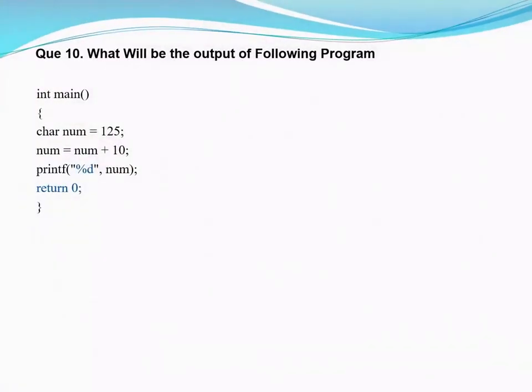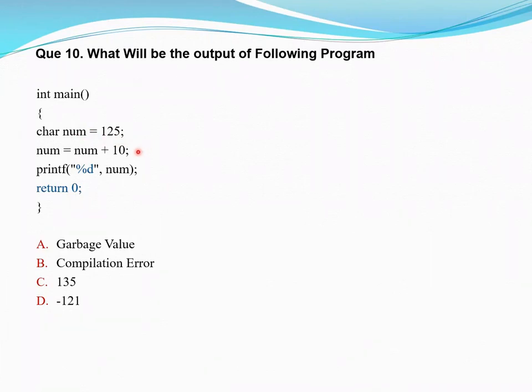So this is our question number 10. What will be the output of following program? The program is given here and you have to tell the output of this program. These are the options from where you have to select one answer. In this program, a character variable num is declared and is initialized with the value 125. We know that a character variable can have a numeric value, so this statement is fine.